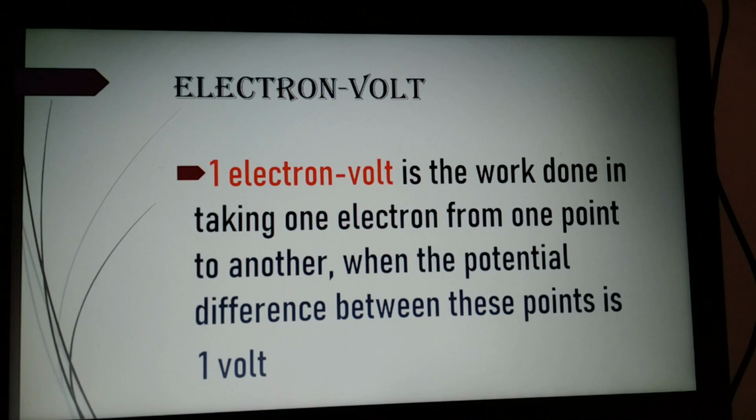So this is a unit of energy, 1 electron volt, which is defined as the work done in moving an electron from one point to another where 1 volt potential difference is prevailing. So that is 1 electron volt. Now we have electric potential difference, and using electric potential we have defined 1 electron volt.